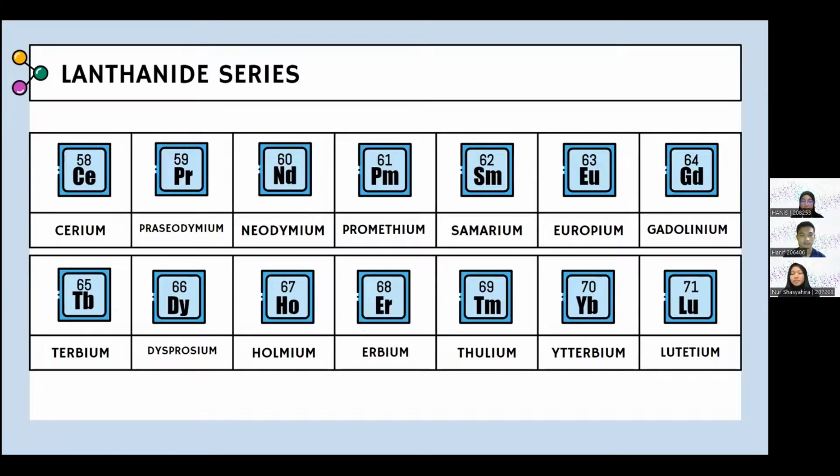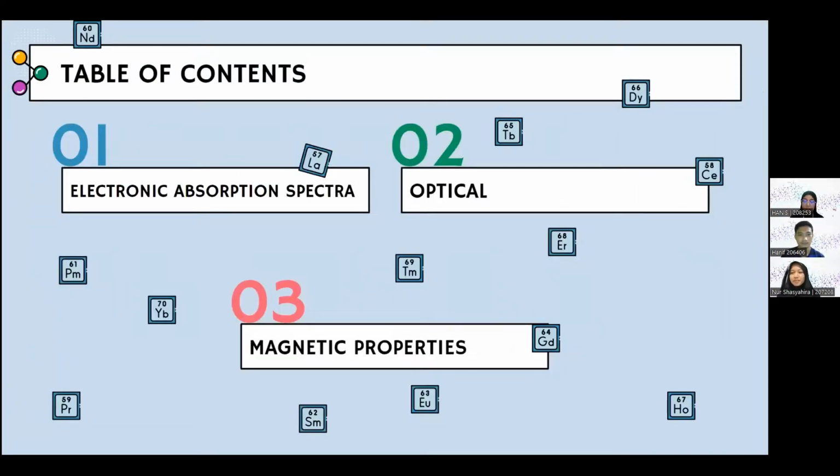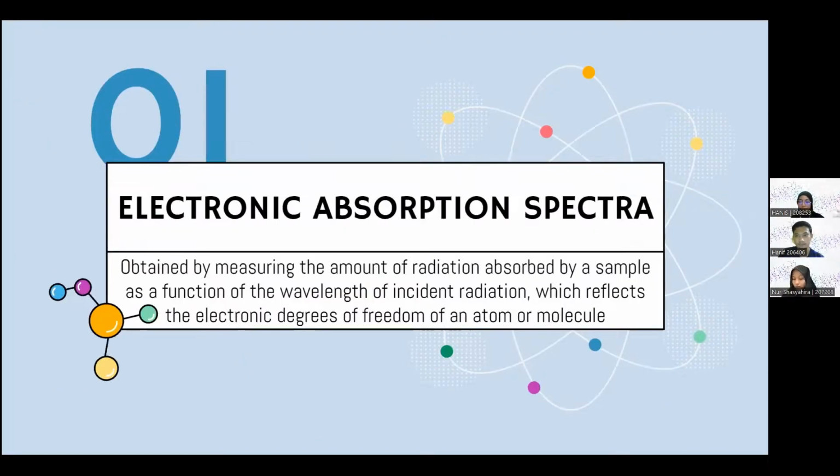As you can see, these are all the lanthanide series from cerium to lutetium. The table of contents of our presentation today is, firstly, electronic absorption spectra, secondly optical, and lastly magnetic properties. Next, I will pass to Hanif to explain more about electronic absorption spectra.